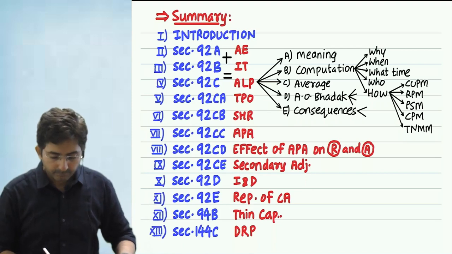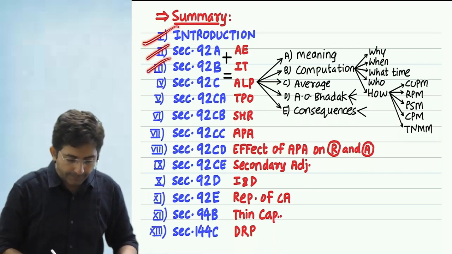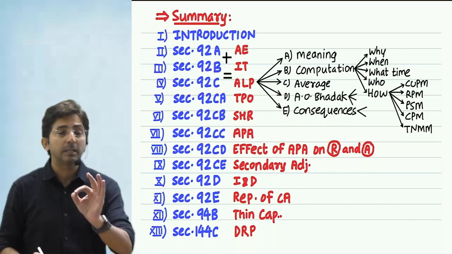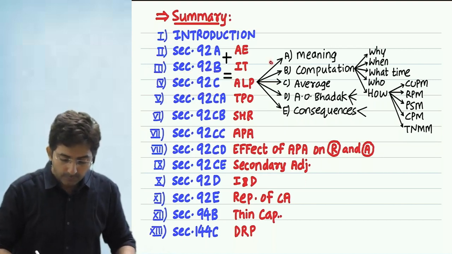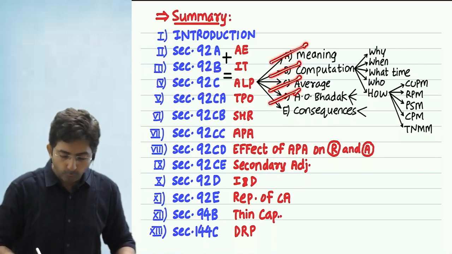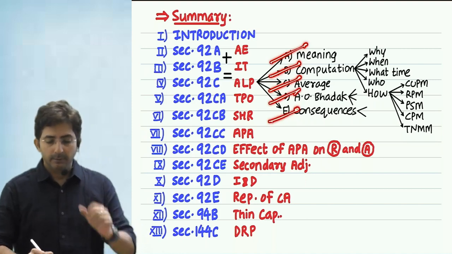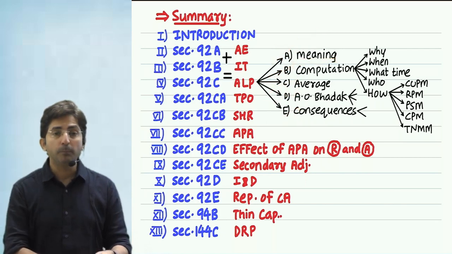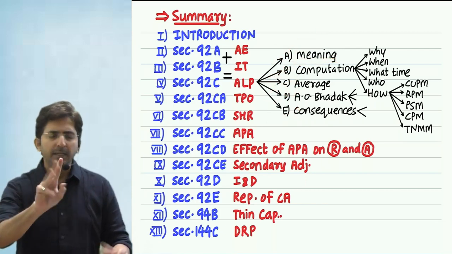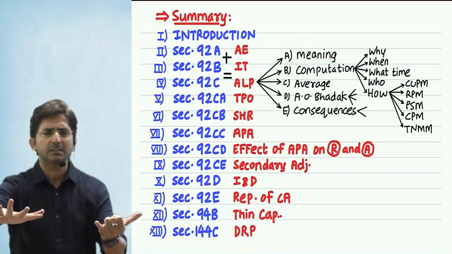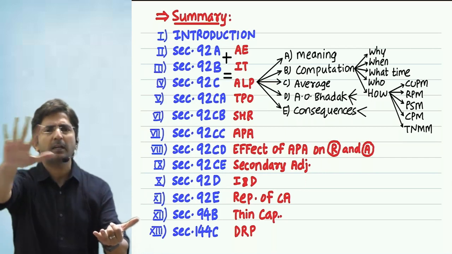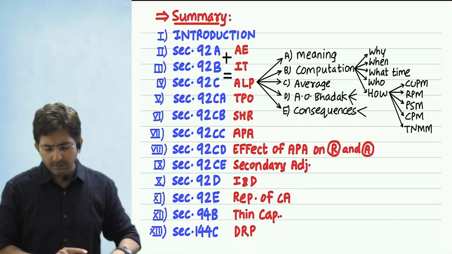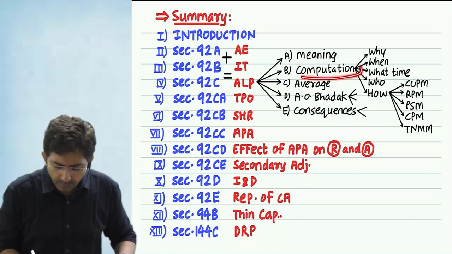Then after 92A and 92B, next was 92C. And the theory of arm's length price, broadly it is in 1, 2, 3, 4, 5 parts. In that we have finished part 1. What is the meaning? And for meaning I gave 3 sentences. It is a price charged in an uncontrolled transaction. It is a price charged to unrelated parties. It is a true, fair and genuine price. Learn all this by heart. Then I started with computation.